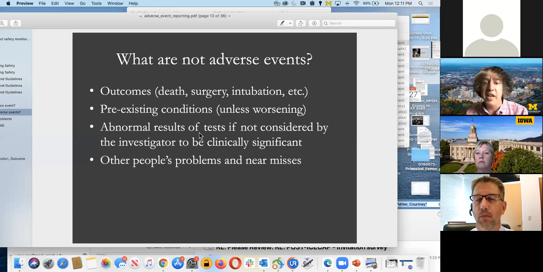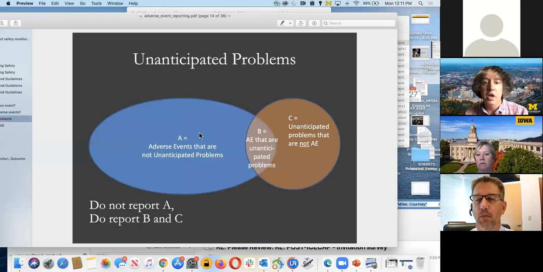Abnormal results of tests, if not considered by the investigator to be clinically significant, minor problems with potassium or magnesium, et cetera. Other people's problems and near misses. So things that may be untoward and problematic from a healthcare policy or systems perspective, if they don't have a formal diagnosis and untoward effects towards the patient, they're not necessarily considered adverse events, even though they may be undesirable.